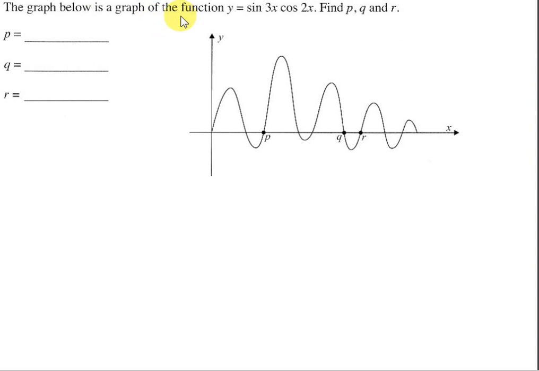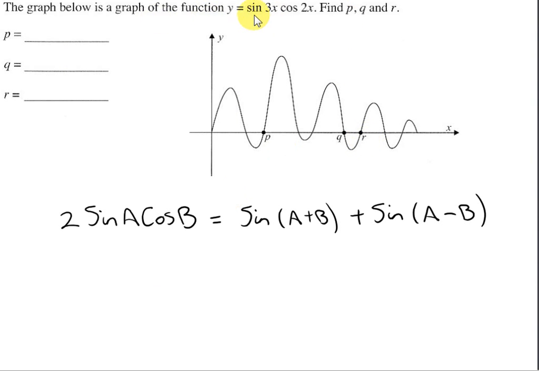The graph below is a graph of the function y equals sine 3x times cos 2x. Find p, q and r. Now this function is a product of trigonometric functions. It is a product of a sine and a cosine function. Now we have an identity for such a product. You can look this up.